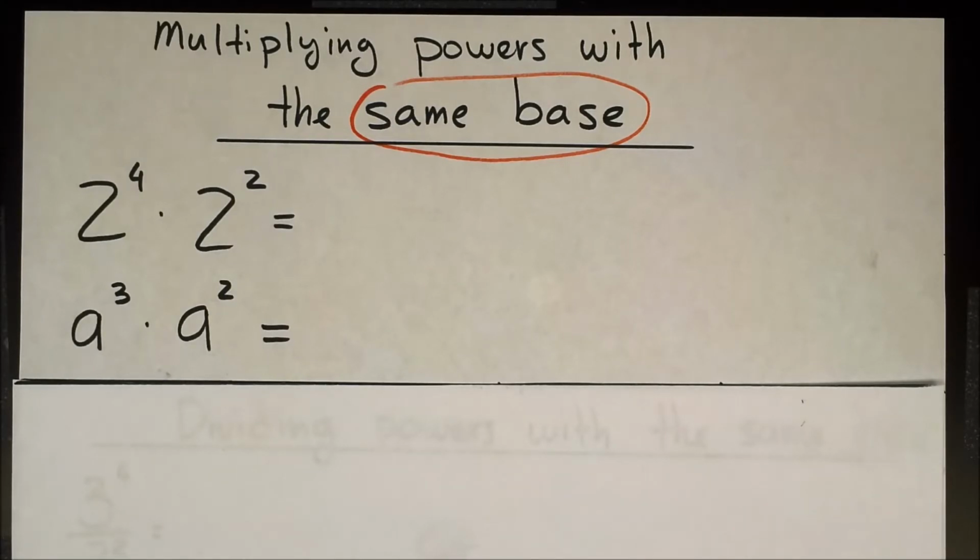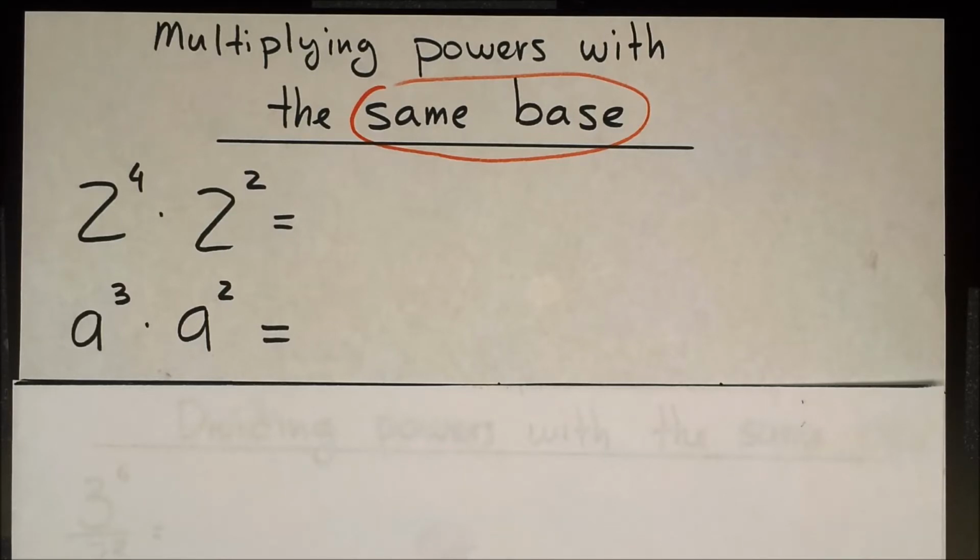So when I talk about multiplying powers with the same base, I'm talking about the bases being the same. So here the base is 2 and 2, here the base is a and a. And that's very important, because if you're talking about multiplying and dividing powers with different bases, these rules will not apply to them. So these rules only apply to powers that have the exact same identical base.